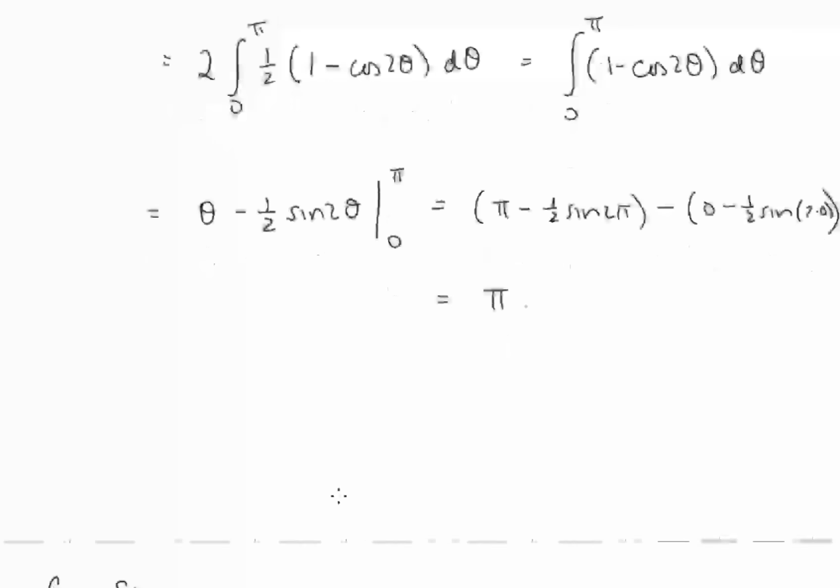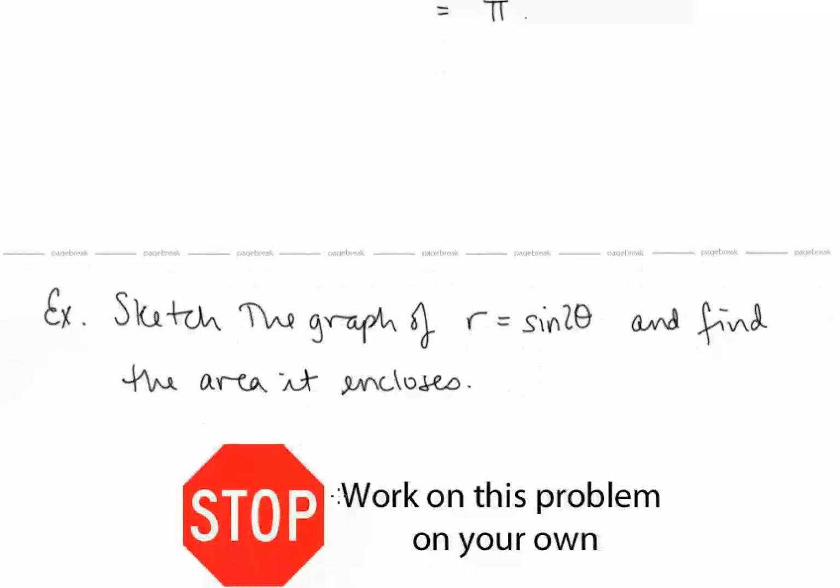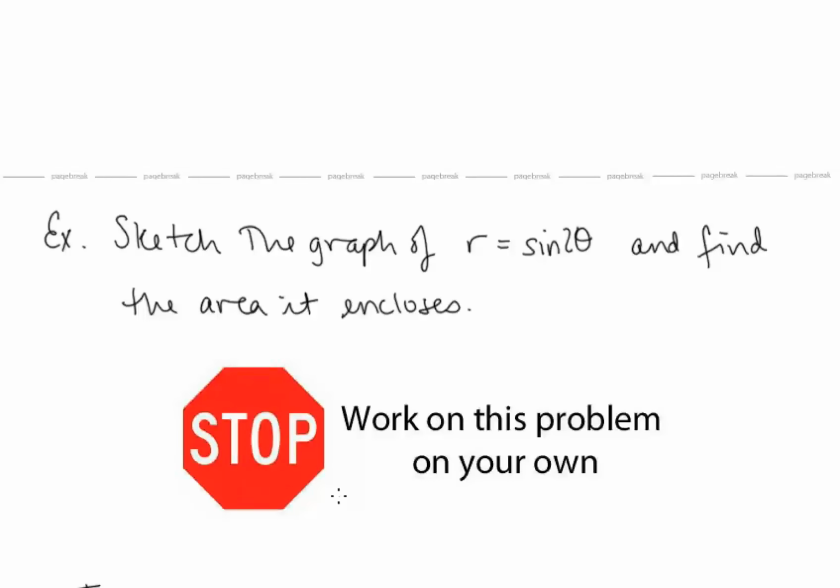Let's take a look at another example. Sketch the graph of r equals sine 2 theta and find the area it encloses. So it's a very similar problem, but now we have the 2 in a different place and our graph is going to look very different. So again, we want to sketch the graph, and so with that we'll be able to find the proper bounds on theta over which to integrate, and then we'll compute our integral for area. So please pause the video and work on that.